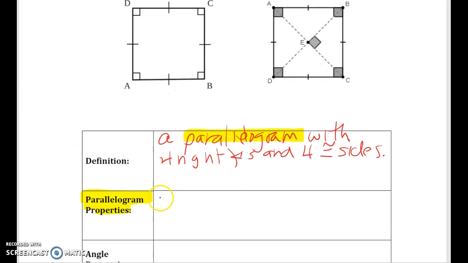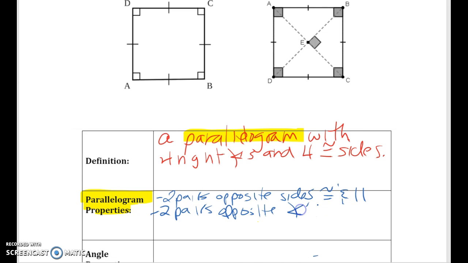And the properties a parallelogram has are 2 pairs opposite sides congruent and parallel, 2 pairs opposite angles congruent, and the diagonals bisect each other. Right, those are the properties that parallelograms have.